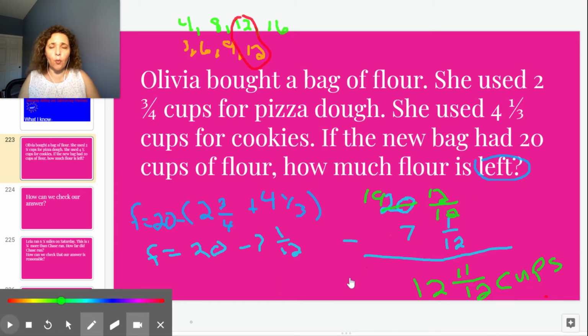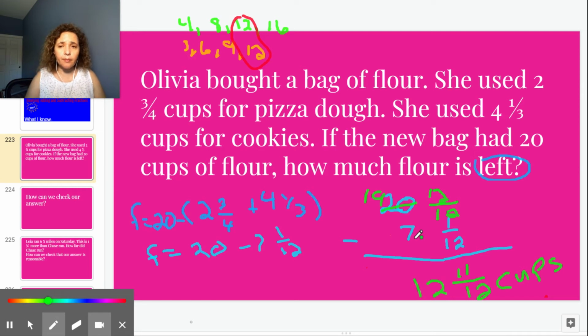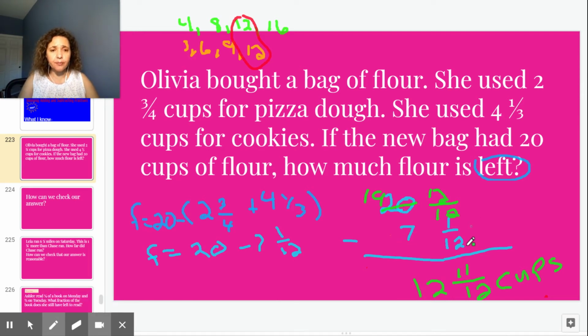All right, so I rewrote it vertically. I did 20 minus 7 and 1/12. I have nothing here, so I got to convert this into a fraction. So I had to borrow 1, that makes it 19. I have 12, so it's 12 out of 12. 12 take away 1 is 11, so 11/12. 19 take away 7 is 12. So she's got 12 and 11/12 cups of flour left.